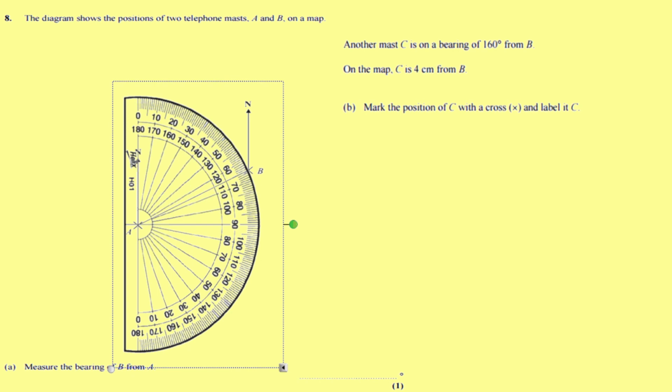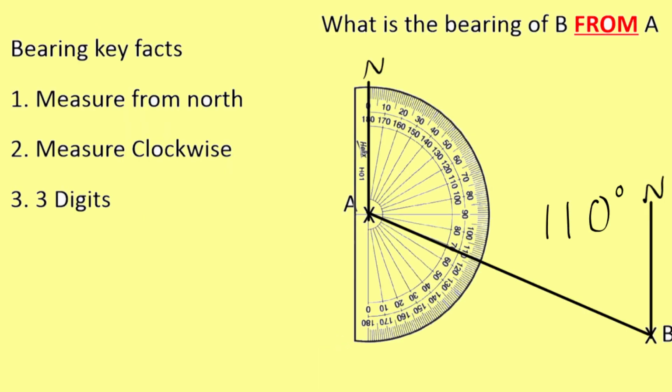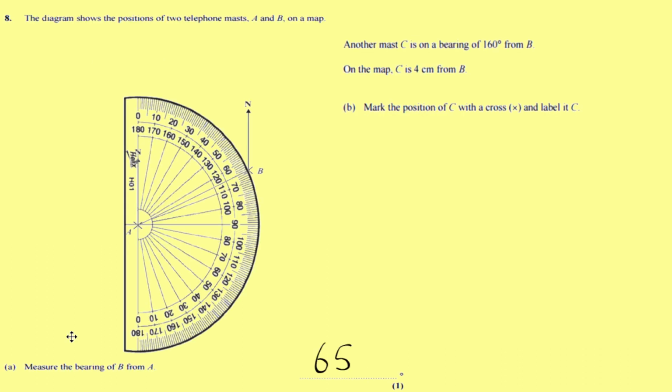Okay, so if I write down 65 here, it's only one mark. If I write down 65 as a bearing, that wouldn't get me any marks, because a bearing has to be 3 digits. So I've done 2 parts right. I've measured clockwise, I've measured from north, but because I've not put the 0 here, I wouldn't have got the mark. So you need to make sure when you're writing down a bearing, it has to be 3 digits. Okay.